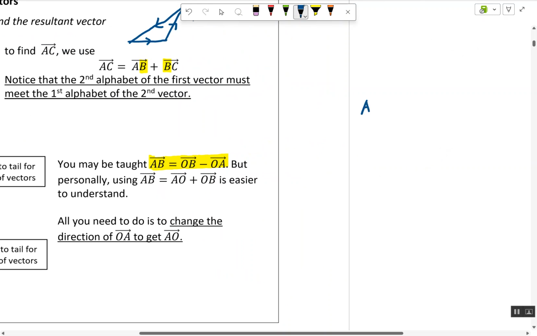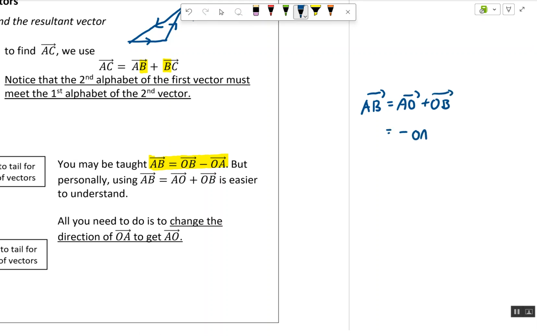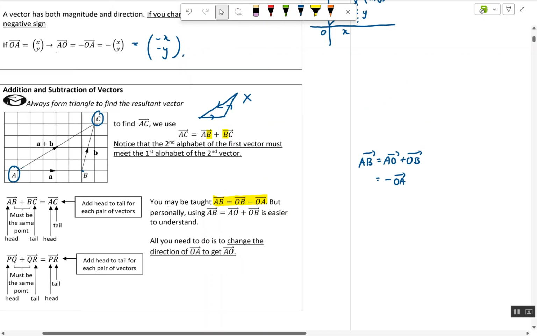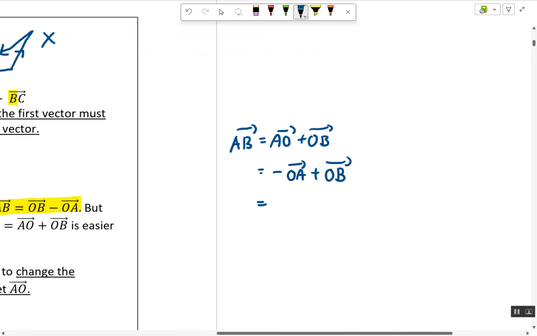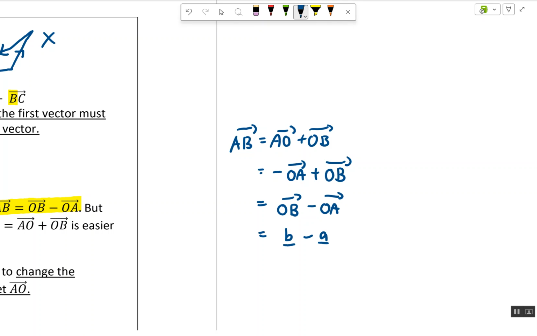Why? Because I know that AB equals AO plus OB, and because usually we do it in position vector form, AO is the negative of OA, just as above, because I changed the direction, plus OB. So it's very common to use OB minus OA in this case, or in JC, OB is usually represented just by B alone, B minus A. So once you see B minus A, immediately you must identify that this is called AB.